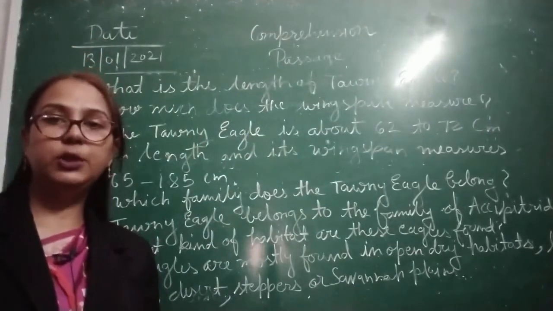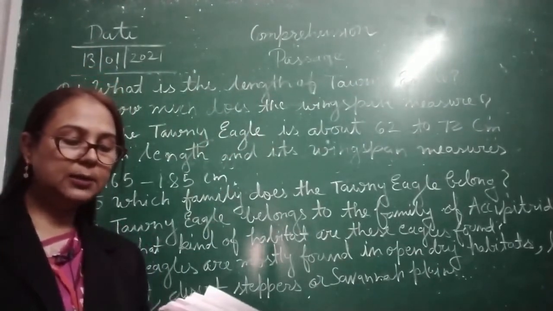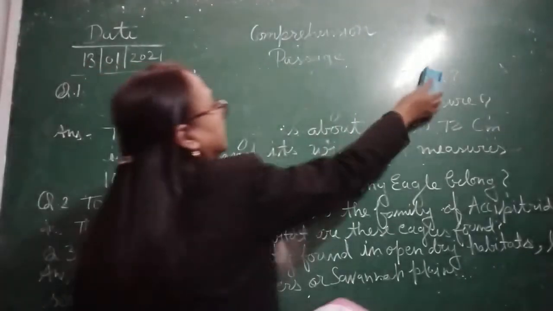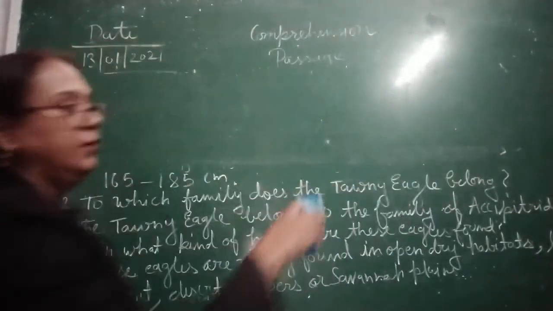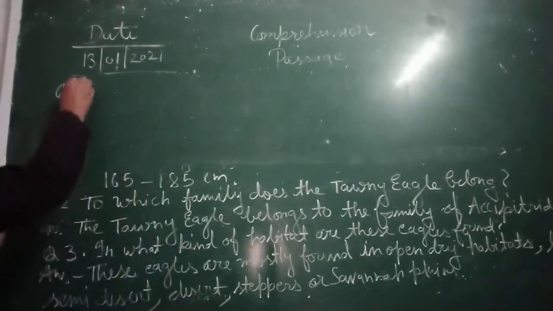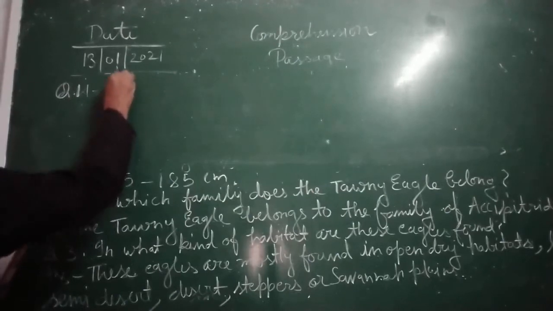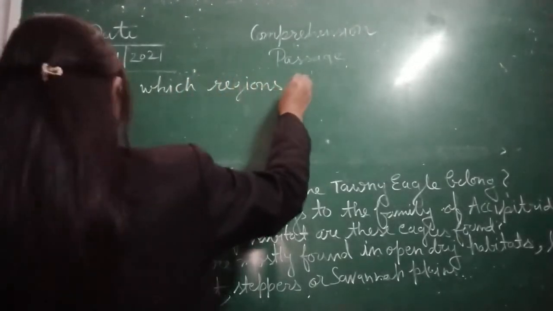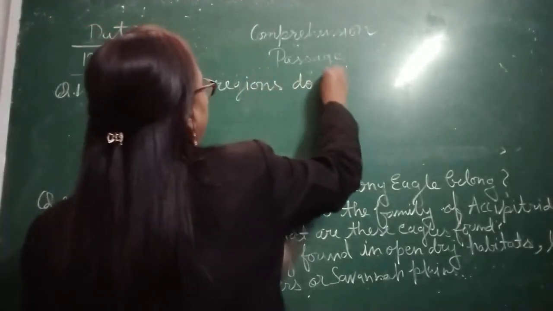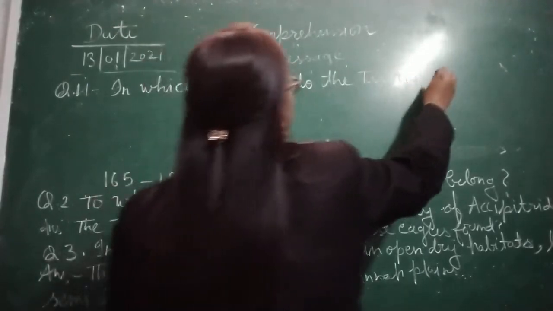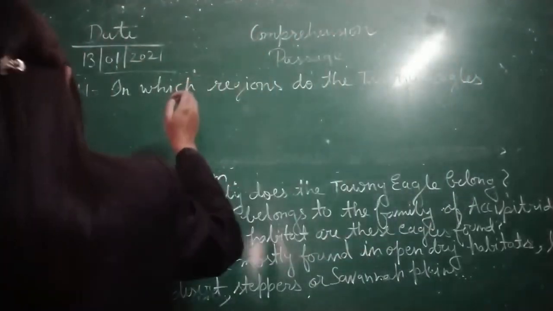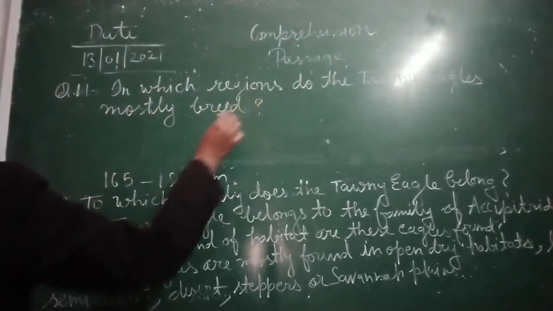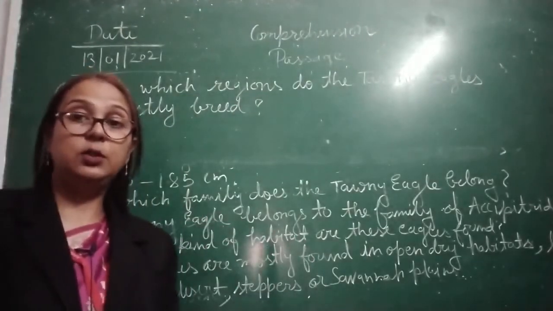Now children, we are moving to the fourth question. The question is, in what region do the tawny eagles mostly breed? So now we are going to write on the board first, children. We should erase the first answer, then we can write. Number 4 is, in which regions do the tawny eagles mostly breed? Now we have discussed their habitat, and because of the temperature and the environment, we are going to write where they breed.